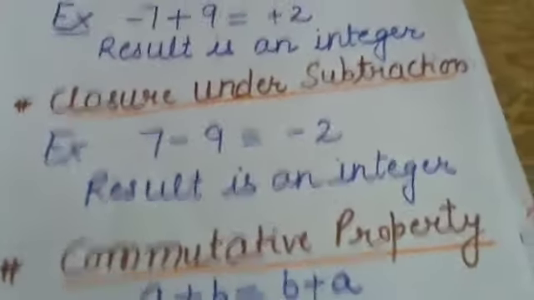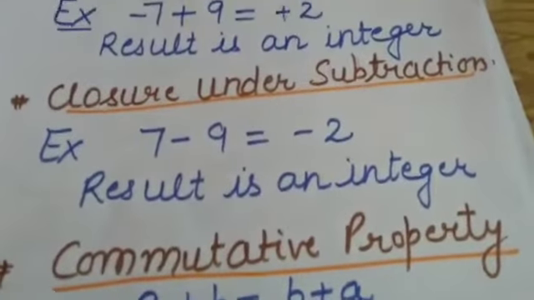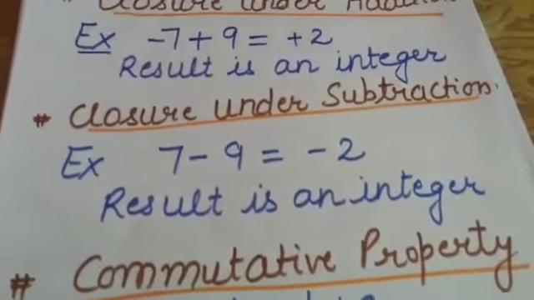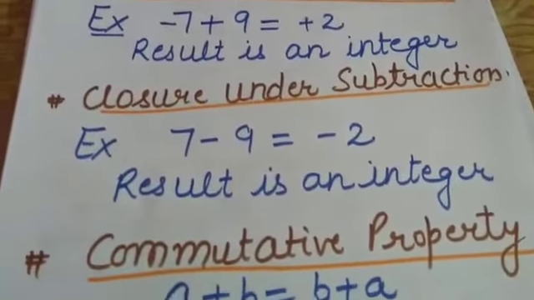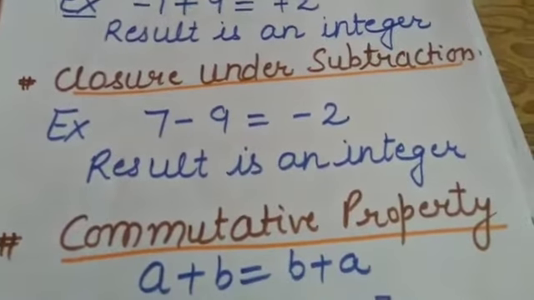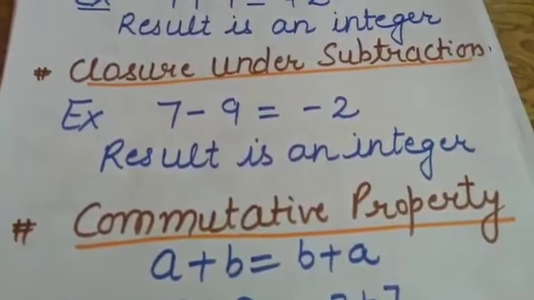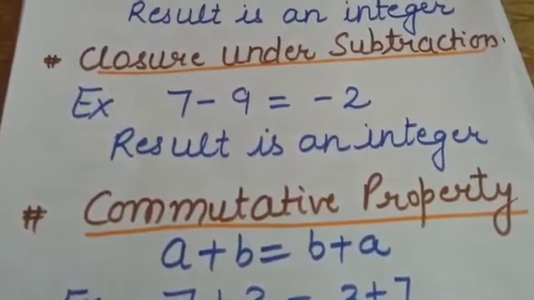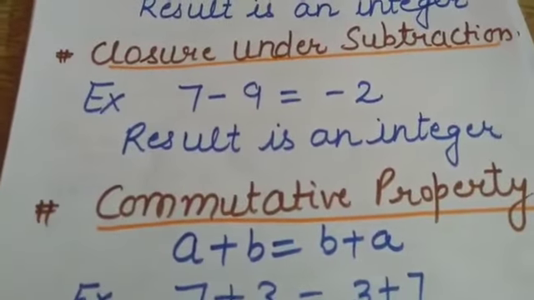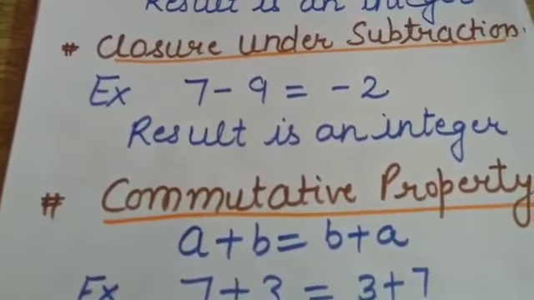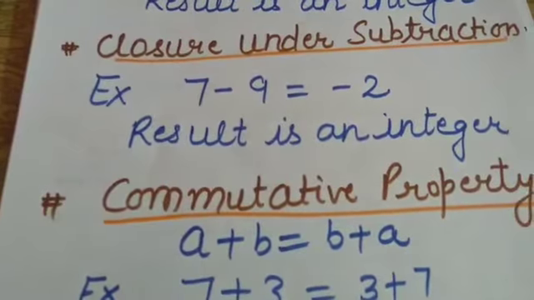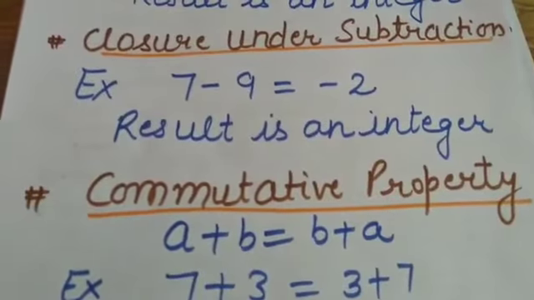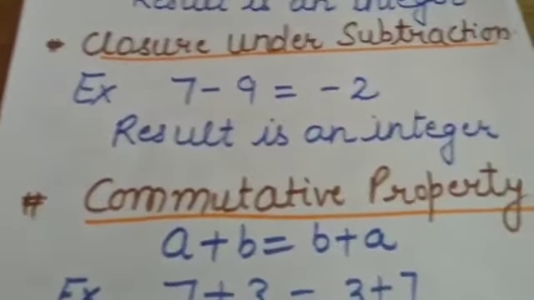Coming to the second property, it is closure under subtraction. What does it mean? It means if you are subtracting any two integers, the result you will get is always an integer. Again I am repeating, if you are subtracting any two integers, the result is always an integer. This can be explained by an example. Suppose 7 and 9 are two integers and you are subtracting them. The answer is also an integer. So if you subtract two integers, you will always get an integer. This is our closure under subtraction.